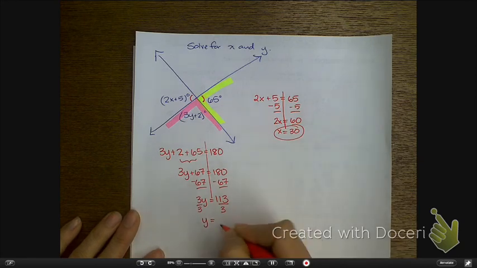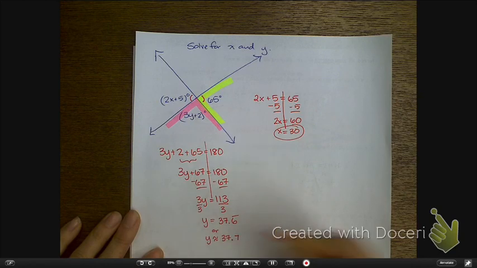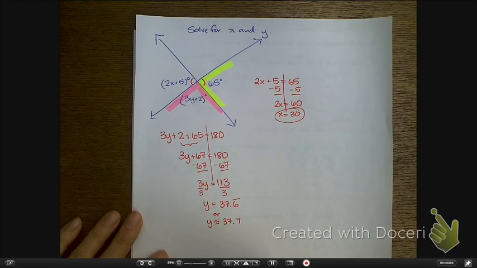Y is about 37.7. Okay, it was 6 repeating, right? Yes. Okay, or you could approximate it, round to the tenths place, and you would get about 37.7. So either of these is an okay answer. All right?